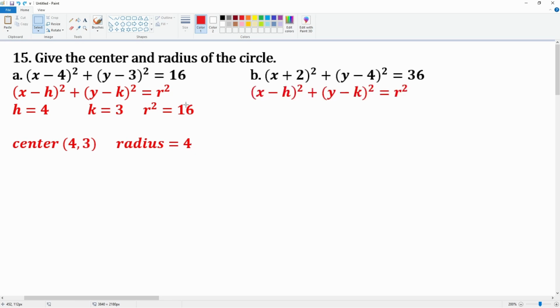B, same thing. Write the equation right under it. h is equal to negative 2. The reason why is because it was a plus 2 with the x. y minus k, so k is equal to 4. r squared is equal to 36, so when you square root it, it becomes 6. Center is at (-2, 4), and radius is equal to 6.